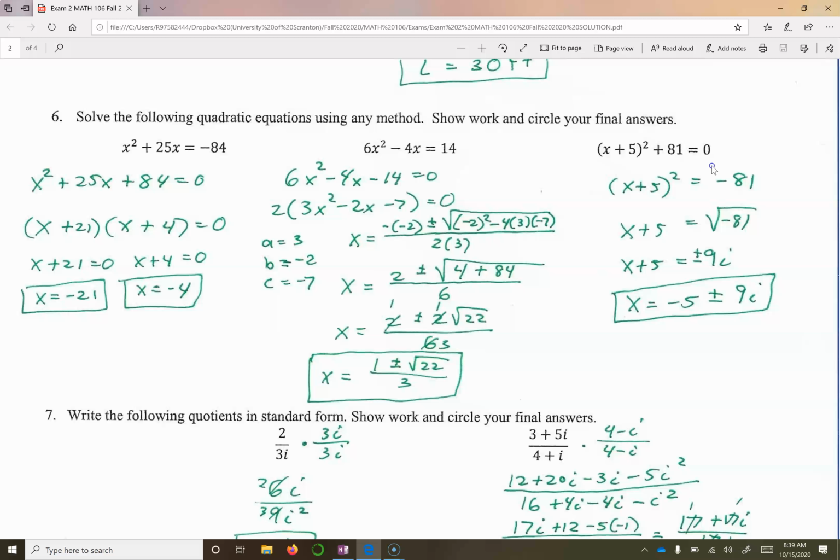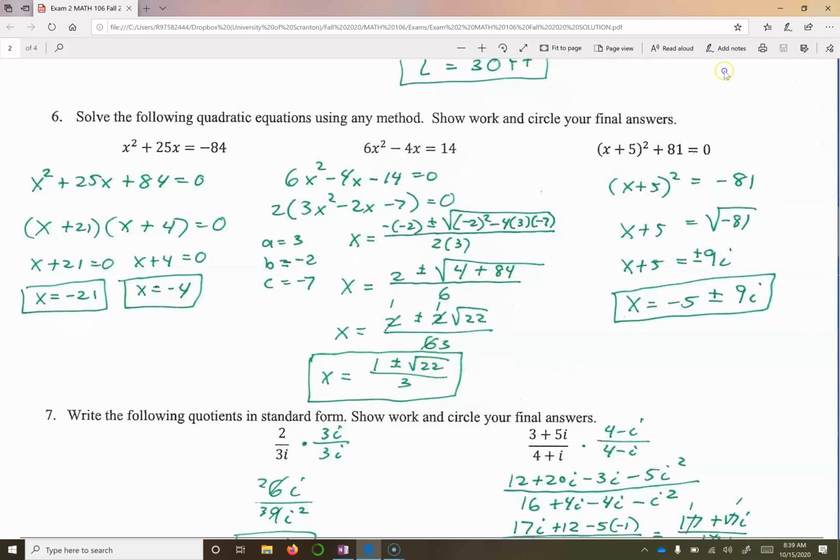Now the second one, you could have gone quadratic right away, but you're looking at bigger numbers, 6, 14, and 4. If you saw that you had a GCF of 2, you could take that 2 out and then only deal with this easier equation, 3x squared minus 2x minus 7, and that's not factorable. So I just went through the quadratic formula, and you would end up with this 1 plus or minus square root of 22 over 3.